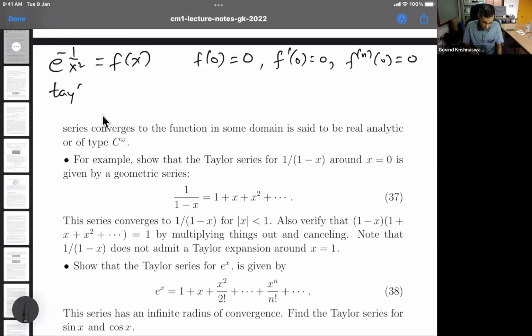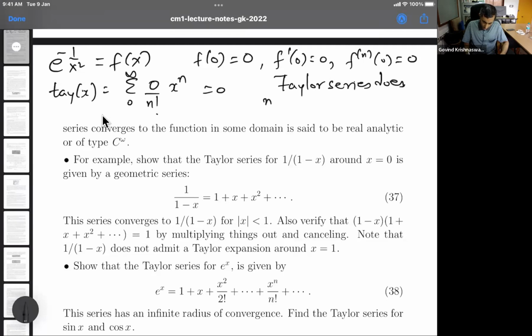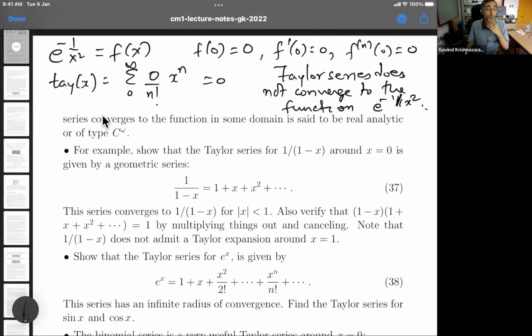So the Taylor series as a function of x would be the sum of 0 by n factorial times x to the power of n, running from 0 to infinity. But that is the 0 function. So the Taylor series does not converge to the function. I mean, it converges, but it converges to a different function. So this was the problem. But this is a technical issue, mainly because somebody asked how this could happen.